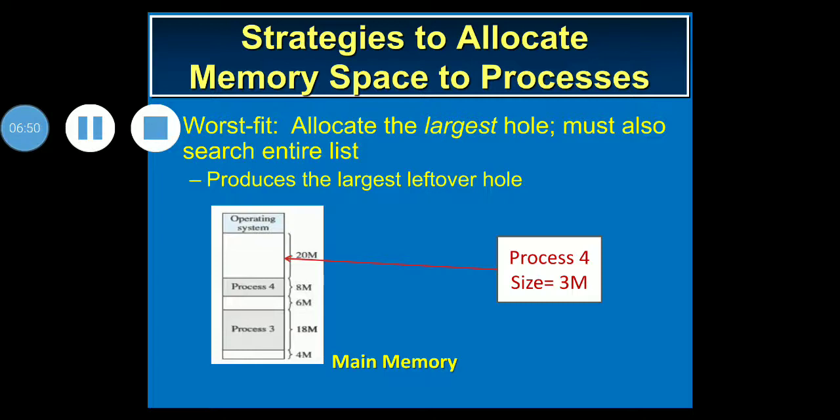For example, if process 4 with the memory size requirement of 3M is to be transferred from secondary to the primary memory, and there are three holes, one of 20M, second of capacity 6M, third of capacity 4M. Out of these three, the 20M capacity hole is the largest hole, hence the process is assigned to this hole.